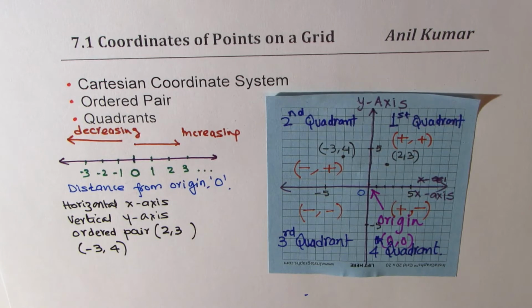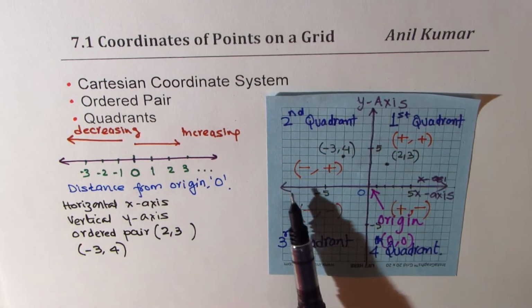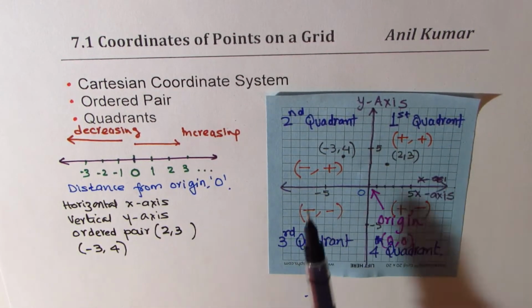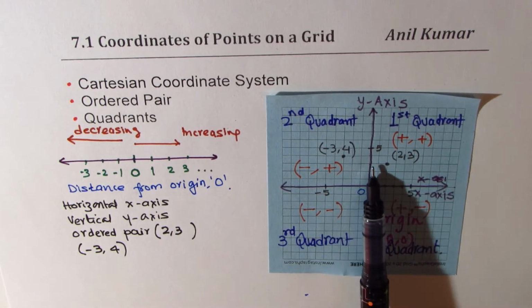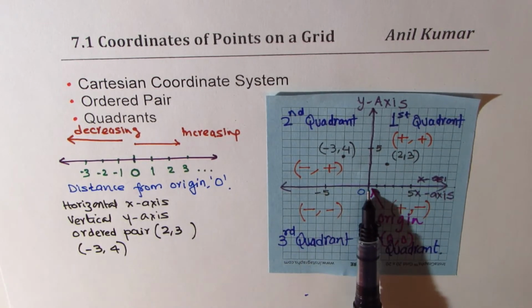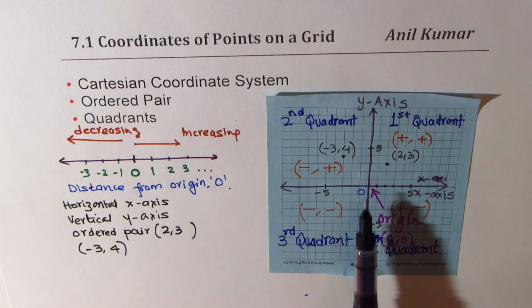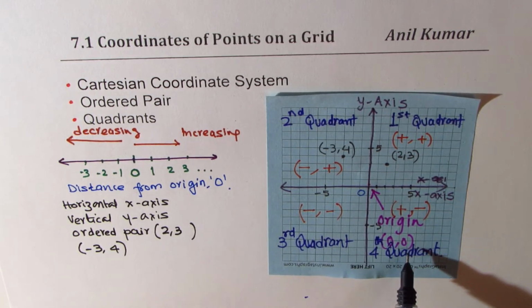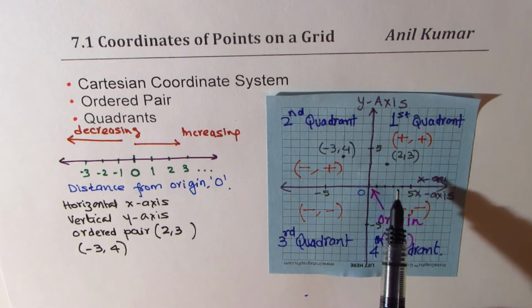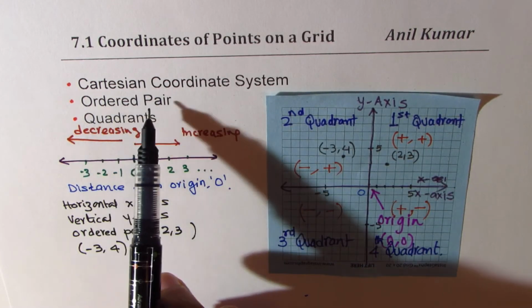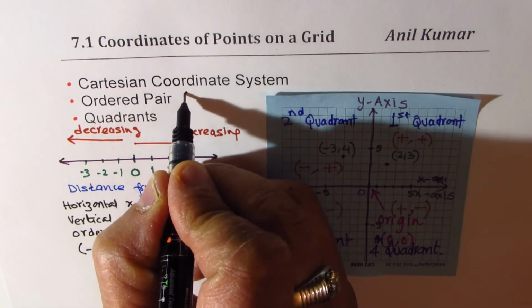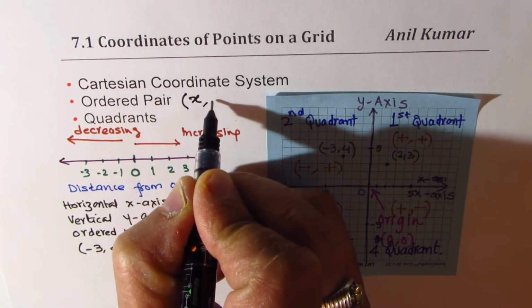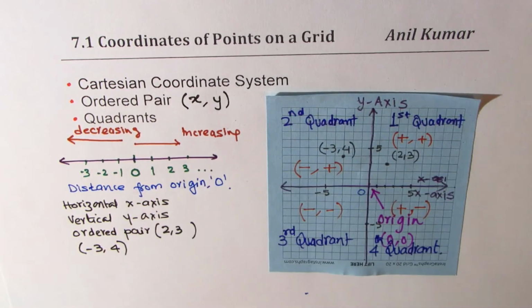Let's review. In our coordinate system, we have two axes, x and y. X is the horizontal axis, y is the vertical axis. Wherever they intersect, it is called the origin, O. The coordinates of origin are 0, 0. All the points on the plane are written in the form of ordered pairs, which will be written in brackets with x values followed by the y values.